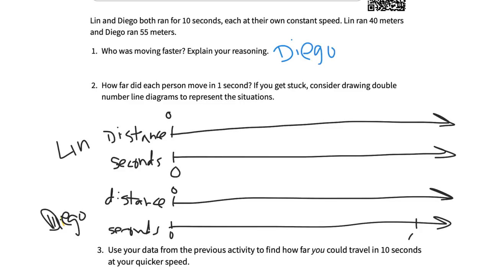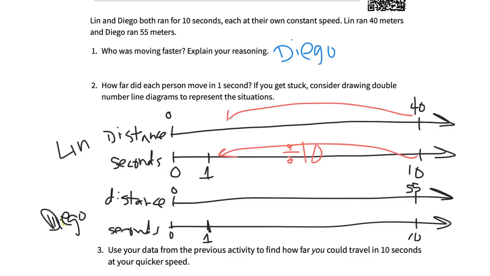So we're going to put 10 seconds right here, and we're going to put 10 seconds right here. And then we're going to put in Lynn's information, which is 40 meters, and then we're going to put in Diego's information, which is 55. So Diego is 55, Lynn is 40. And if we want to know how far did they run in 1 second, well, here's our 1 second right here. And so the idea is, well, how do we take this 10 seconds and turn it into a 1 second? Well, we got to divide by 10. So I'm going to take that and divide by 10 to get down to 1 second.